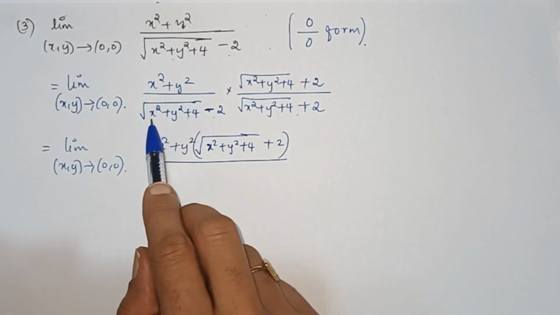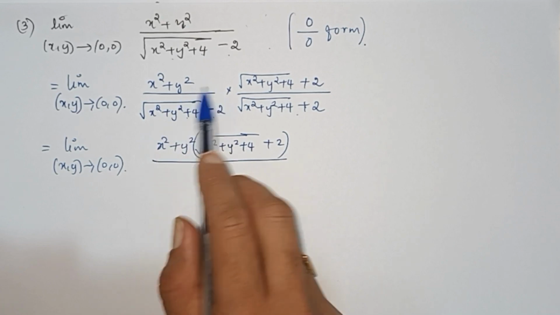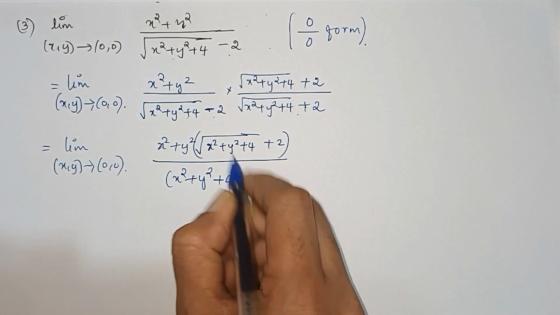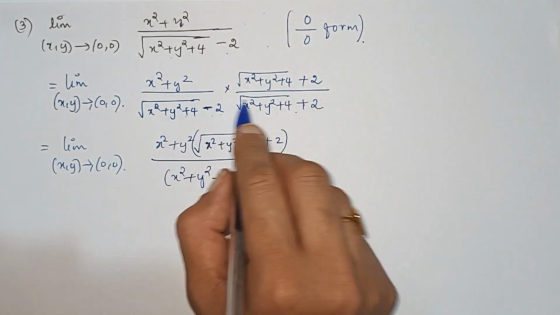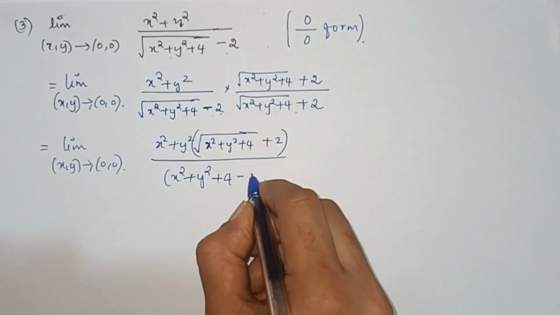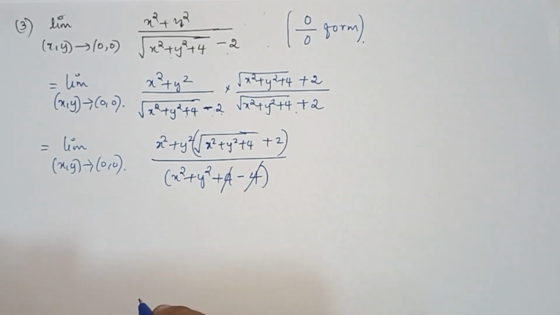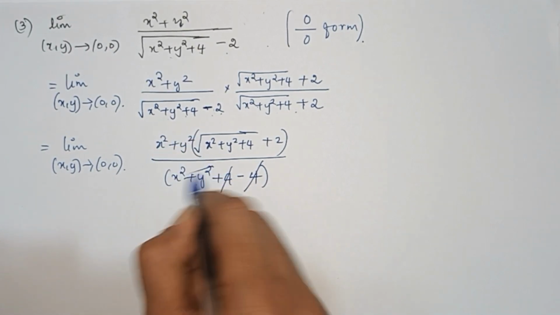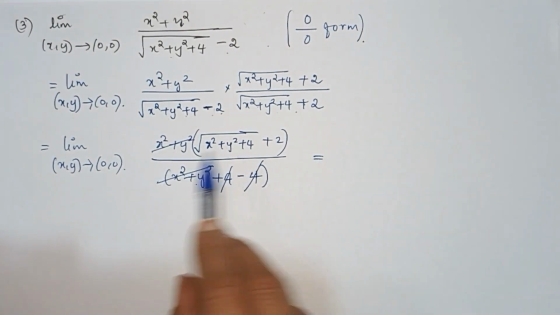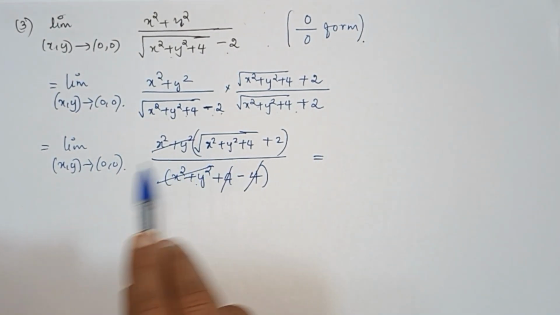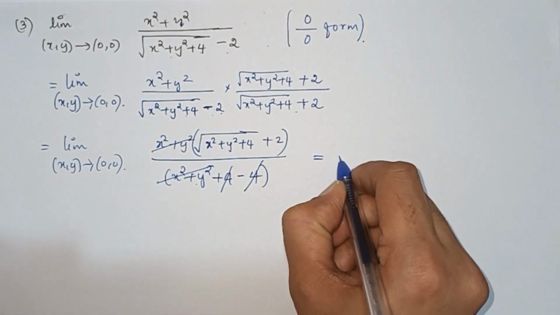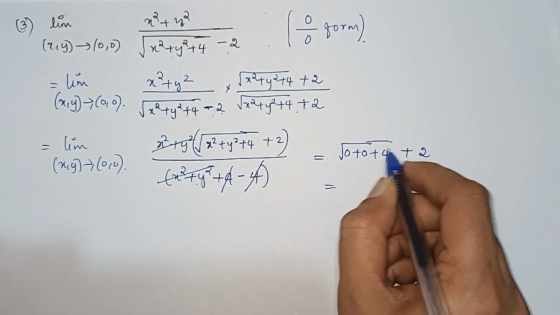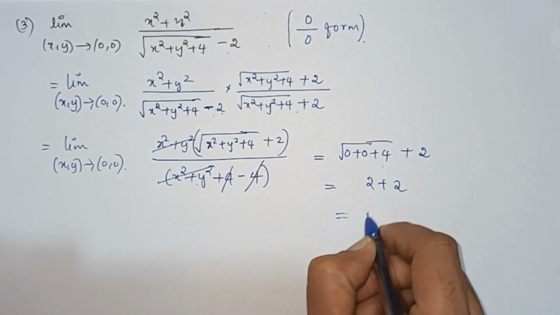So you will get a square minus b square. So square root of x square plus y square plus 4 whole square, the square root and square cancel. You will get x square plus y square plus 4 minus 2 square, because a square minus b square, b is 2 here, 2 square is 4. So plus 4 minus 4 cancels. You are left with x square plus y square, which cancels with that of the numerator. Now you apply the limit x equal to 0, y equal to 0. You will get square root of 0 plus 0 plus 4 plus 2, which gives you square root of 4 is 2, plus 2, value equal to 4.